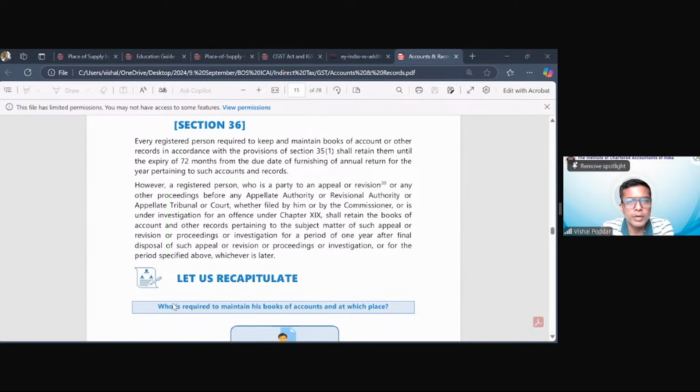Sir, quantitative details means in value or quantity or both? See, quantitative details, Abhishek, will always mean the details of quantity which I mentioned. It may be in the form of units, kgs, etc. Only when they use the word value, it would be in terms of rupees.